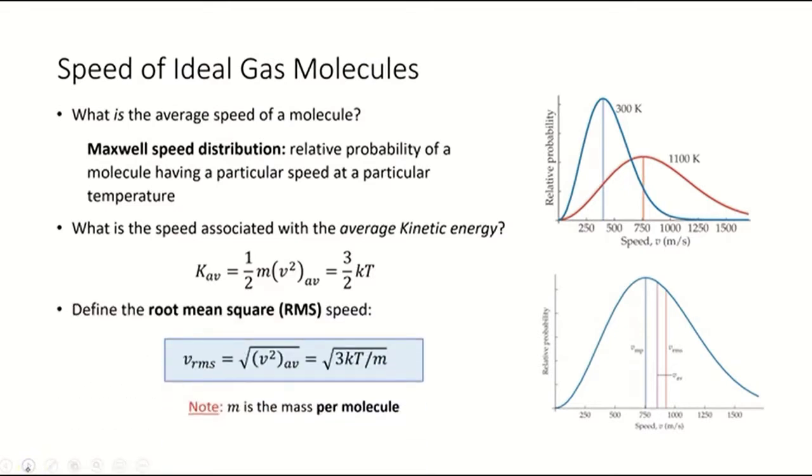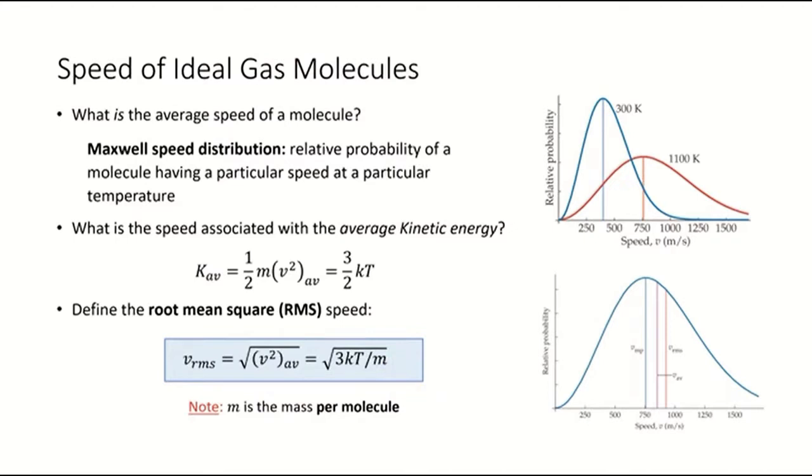It's called the root mean square speed, or RMS speed. In general, the RMS speed is defined to be equal to the square root of the average value of the speed squared. By comparing to the average kinetic energy per molecule, which we know is equal to 3/2 kT, we can see that this root mean square speed for a monatomic ideal gas is equal to the square root of 3kT divided by m, where m is the mass per molecule.